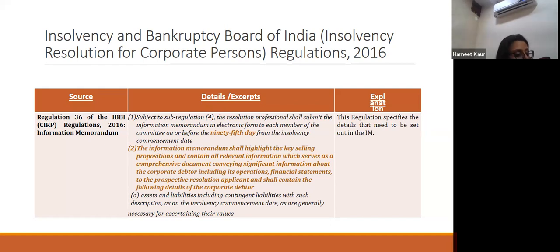Is anyone having any suggestion on this? Any explanation to this? Such description as may be necessary for ascertaining their values.